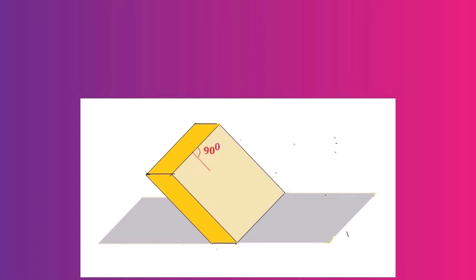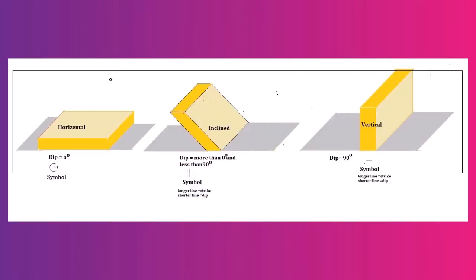So here the relation between the dip of the bedding plane and the direction of the strike line is perpendicular. It means the line that indicates dip in the bedding plane is perpendicular to the direction of a strike. A bedding plane may be horizontal or inclined or vertical. Various symbols are used to denote these horizontal, inclined or vertical beddings.